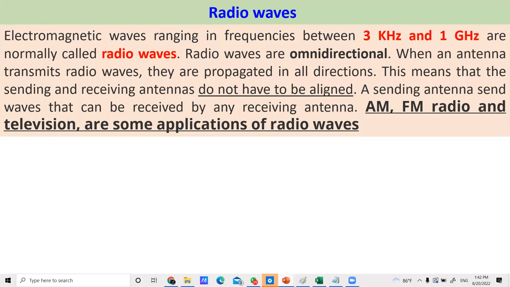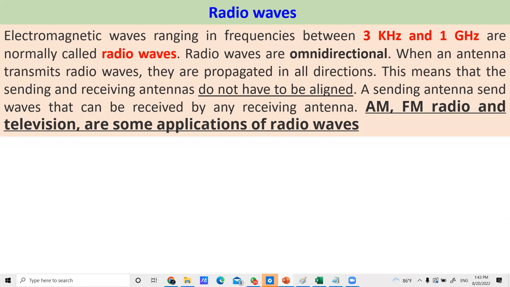According to the electromagnetic spectrum, radio waves can be found between 3 kilohertz and 1 gigahertz. Radio waves are also known as omnidirectional. Omnidirectional means this type of wave travels everywhere. Once the radio waves start from the starting point, they travel around everywhere, not in a specific direction. That's one of the features of omnidirectional.